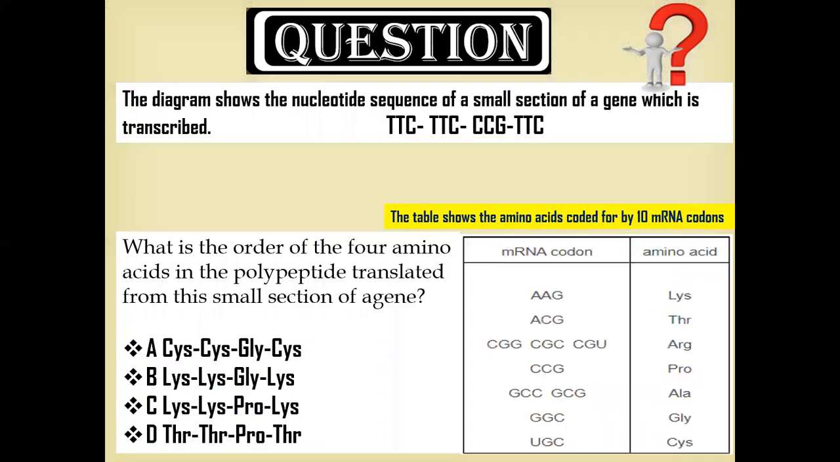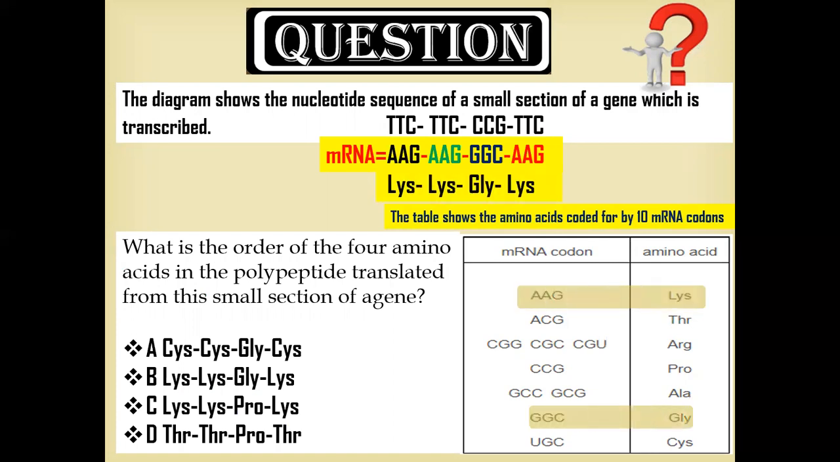In a similar way, we're going to see another type of question here. The diagram shows the nucleotide sequence, which is thymine, thymine, and cytosine. So that's a similar type of question. This table has been given. We are supposed to first identify the messenger RNA sequence: opposite to thymine is adenine, adenine, guanine. In this way, we make the opposite sequence on messenger RNA, and then with the help of this messenger RNA sequence, we identify the amino acids from the table.